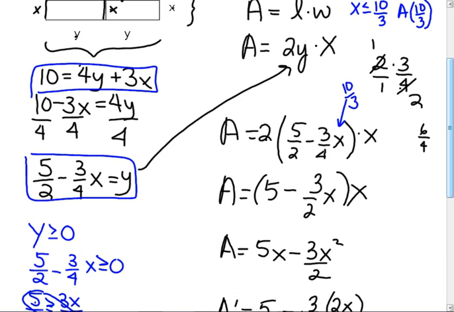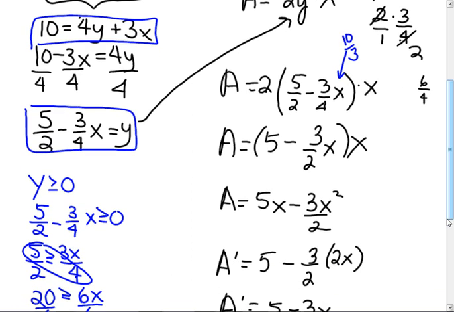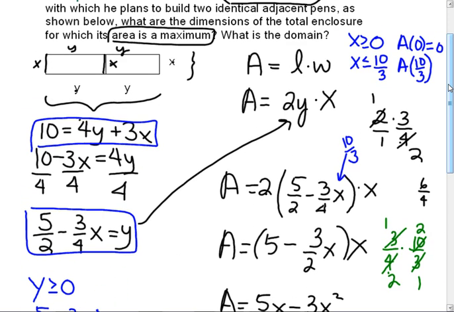so you believe me, I'm going to have to take 3/4 times 10/3. I should get 5 halves. 3/4 times 10/3. What's going to happen to the 3's? Isn't 10/4 the same as 5 halves? Divide by 2. So A of 10/3 is 0.